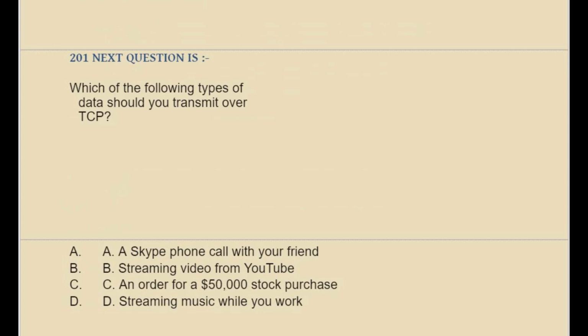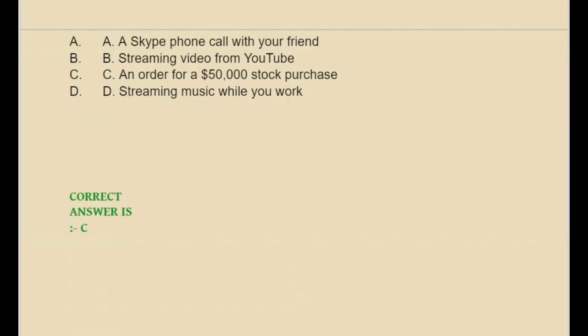Question is, which of the following types of data should you transmit over TCP? Option A, a Skype phone call with your friends. Option B, streaming video from YouTube. Option C, an order for a $50,000 stock purchase. Option D, streaming music while you work. Correct answer is option C.